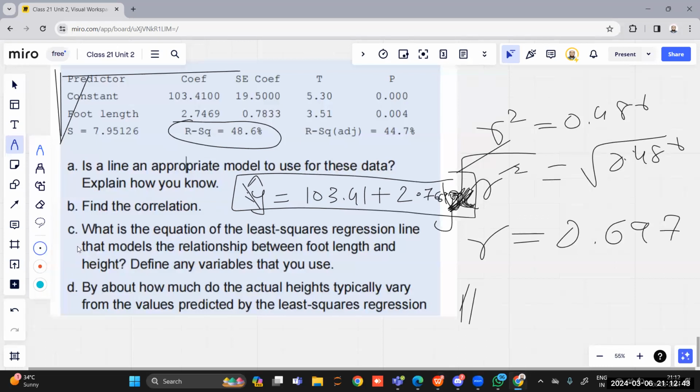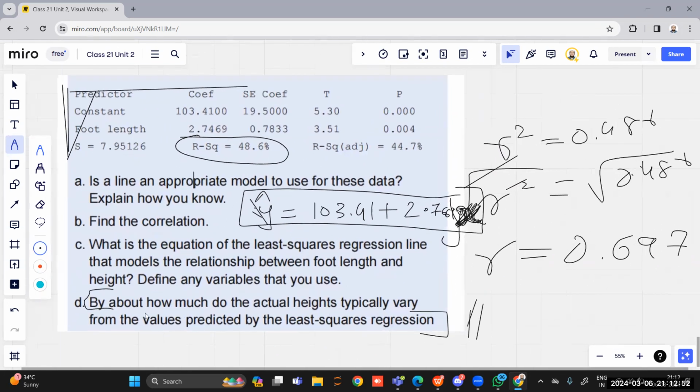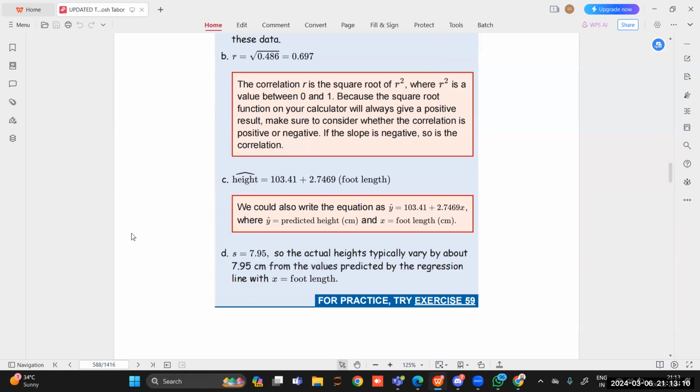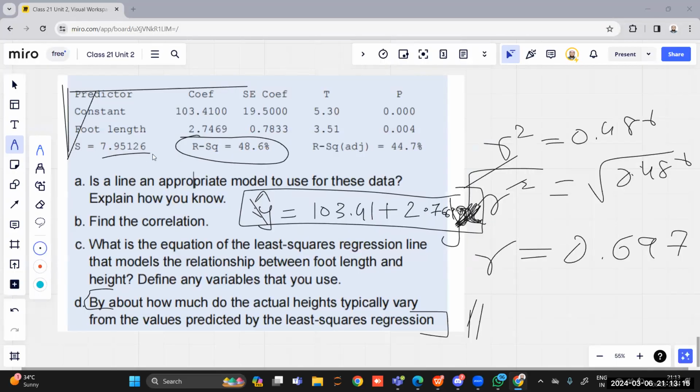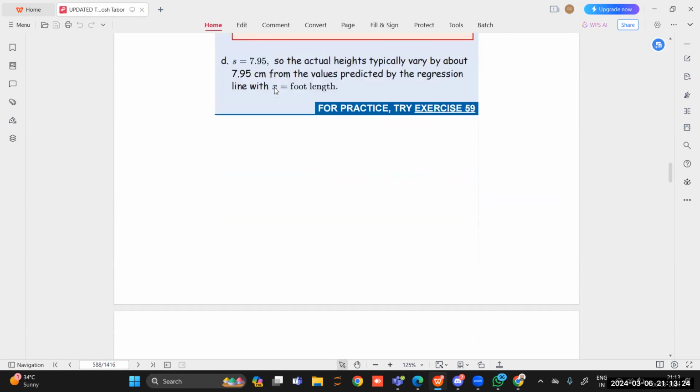What's the next question? By about how much do the actual heights typically vary from the values predicted by the least square regression line? You'll get it from the S value, 7.95. So the actual heights typically vary about 7.95 centimeters from the values predicted by the regression line, where x is foot length. That is what varies about the regression line. That we have completed.